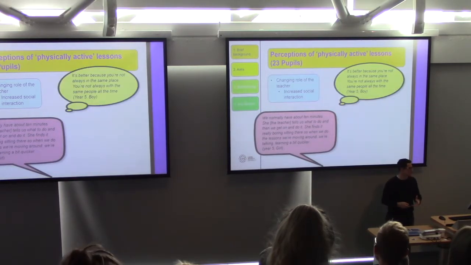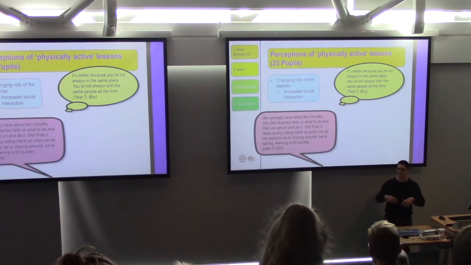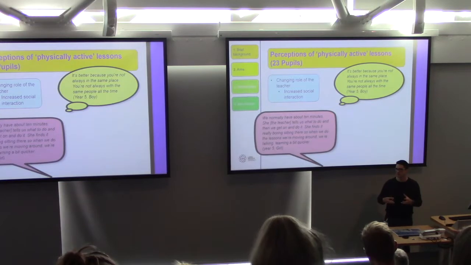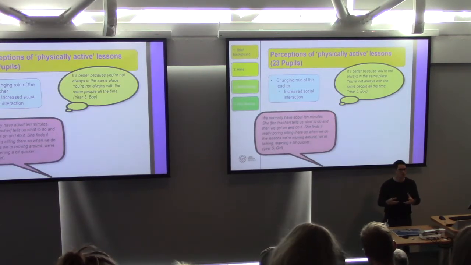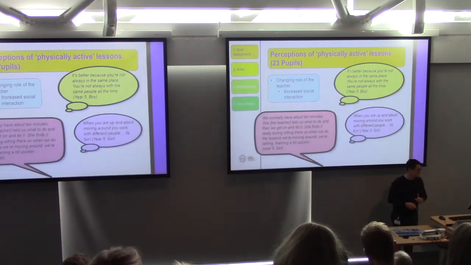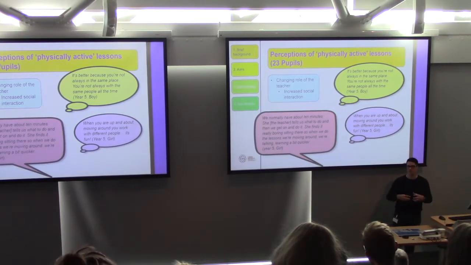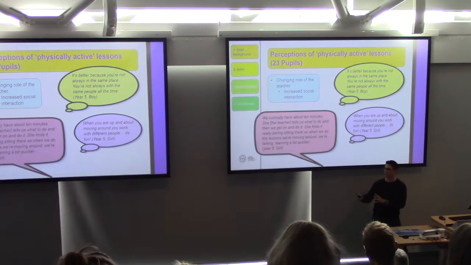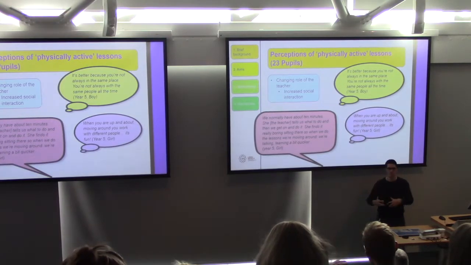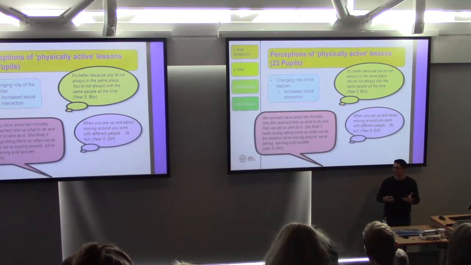It's better because you're not always sat in the same place, you're not always with the same people all the time. So if you're sat at that desk, you're working with the same individuals, and they don't get choice over who they work with. Whereas when they're moving about, they're better able to interact with other individuals and they can talk to people they like to talk to. When you're up and about moving around with different people, it's fun. Right? So immediately they've talked about how the classroom is set up differently, there's a different role from the teacher's perspective, they have more ownership over what they're doing, the teacher takes a backward step in that particular context.